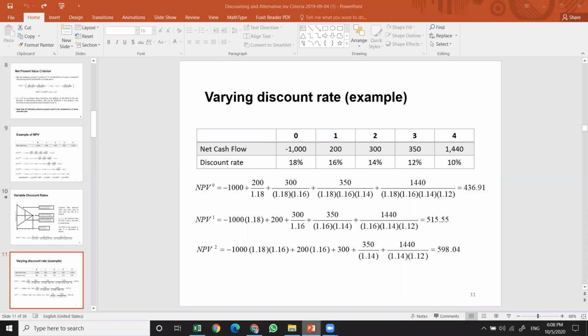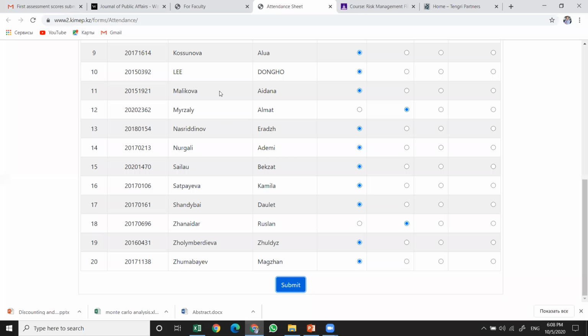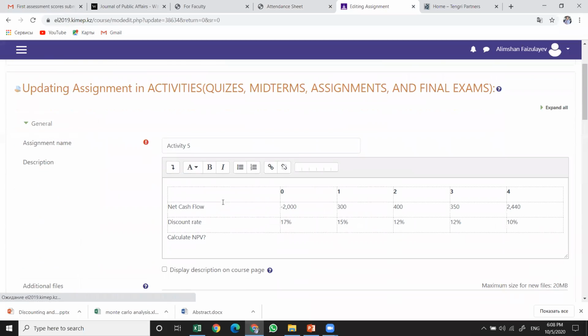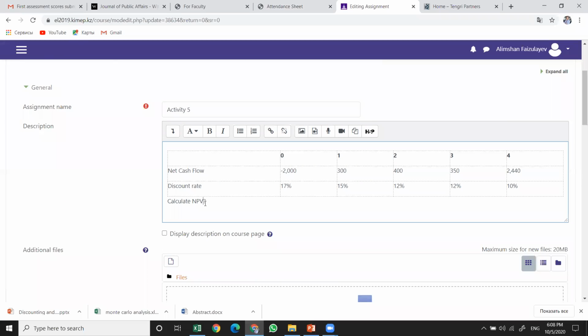Okay, if you don't have any questions, then I will ask you to proceed to the Moodle. There is an activity you have to solve. Activity number 5, and submit it before 7 o'clock. Do it now and submit. So here the cash flows are given. Calculate NPV. I didn't specify NPV 0, NPV 1, and NPV 2. So 3 NPVs, please calculate and submit the answer.